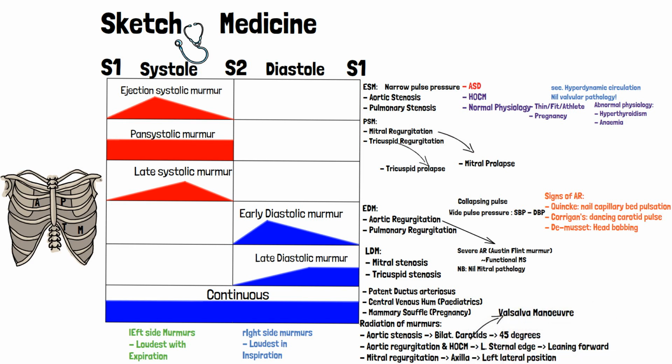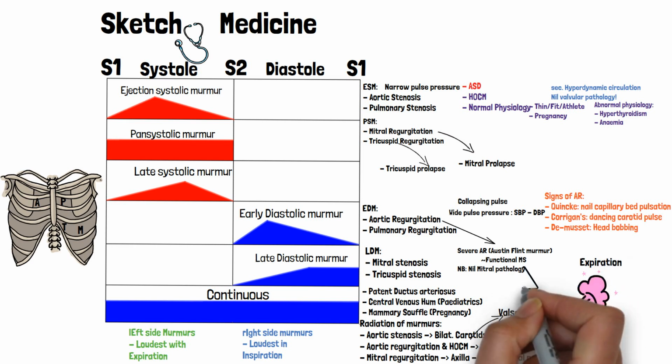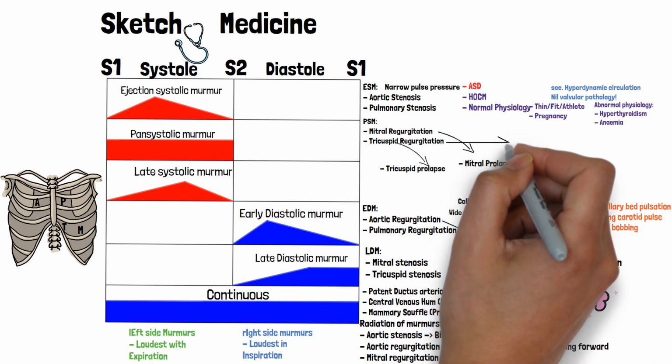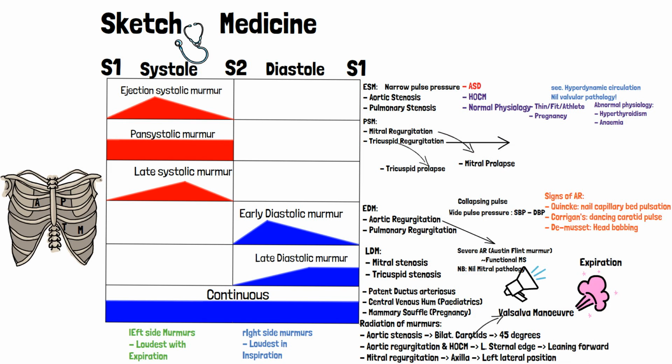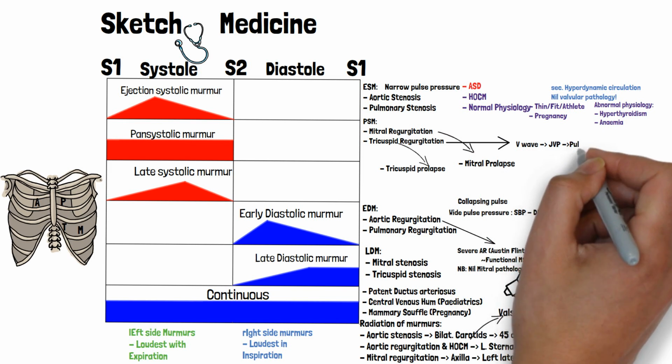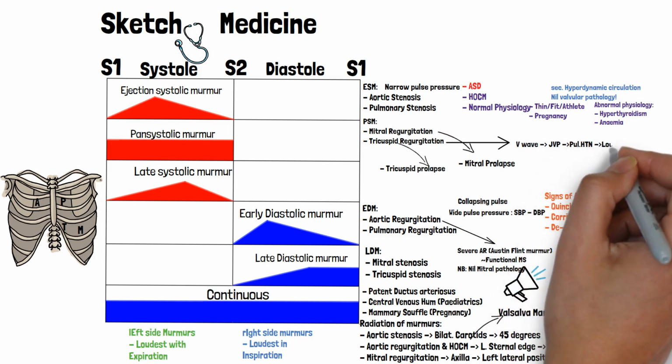Important to note that the Valsalva maneuver can accentuate the HOCM murmur, and this can be done by asking the patient to blow out forcefully through a syringe, and this increases the intrathoracic pressure and accentuates this murmur. Now with tricuspid regurgitation, this type of murmur, you'll have a V wave, and this is related to the JVP, and can be related to pulmonary hypertension.